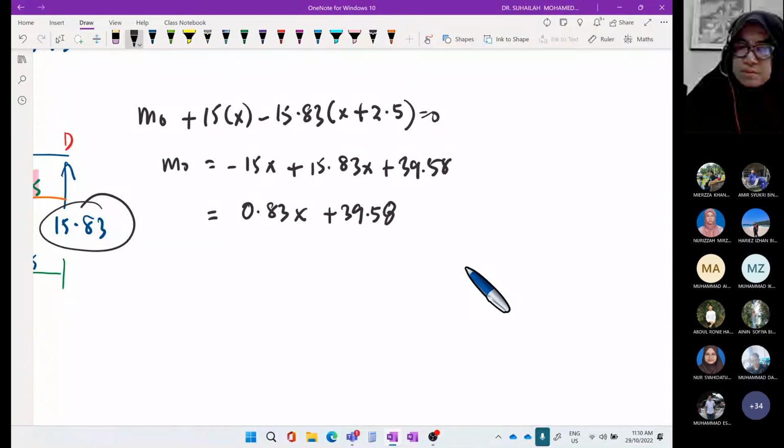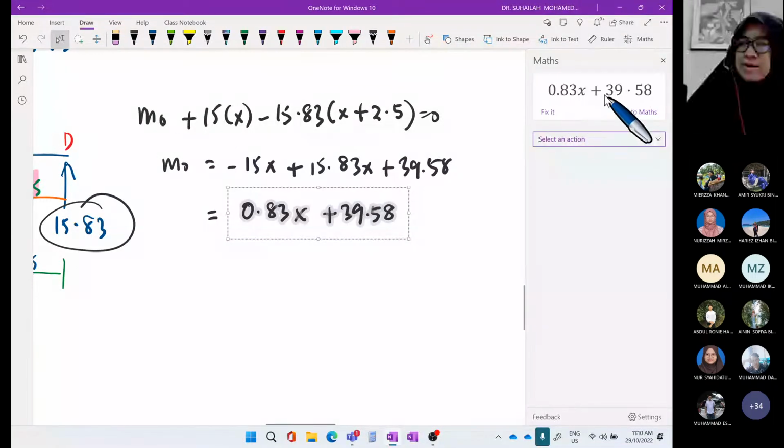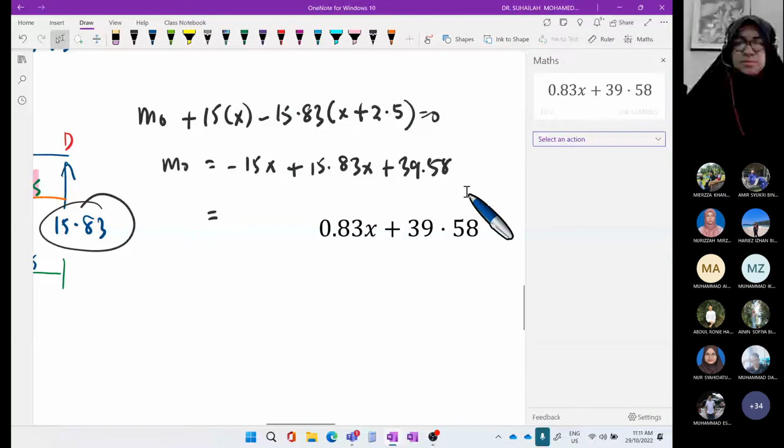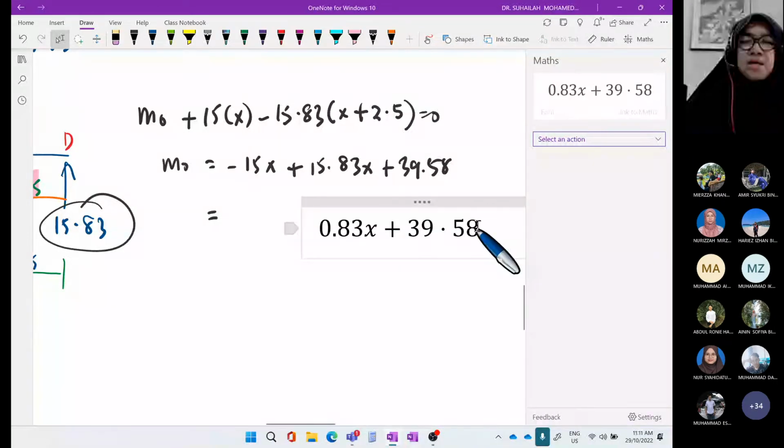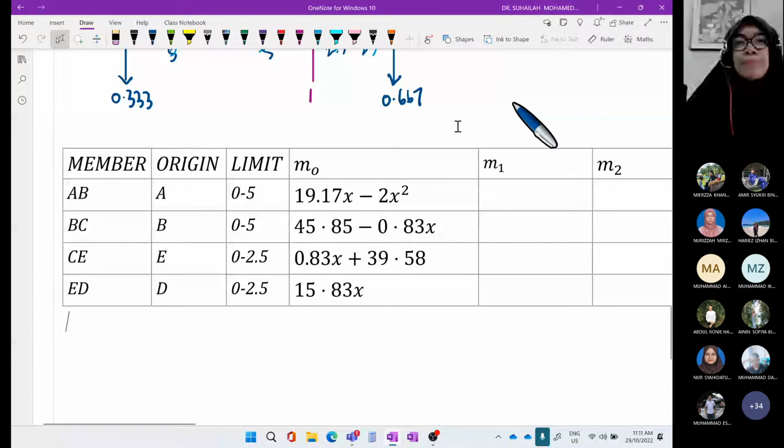Is it the correct one? Yes, betul. Okay, now we change this to 0.83x plus 39.58. Correct? So this is for this one. Okay, so we get all moment equation. We get all moment equation M naught for the primary beam. Okay, we will do the same for redundant 1 and redundant 2.